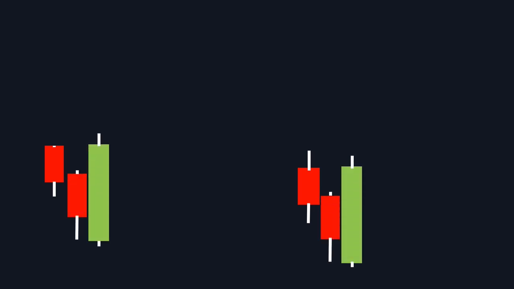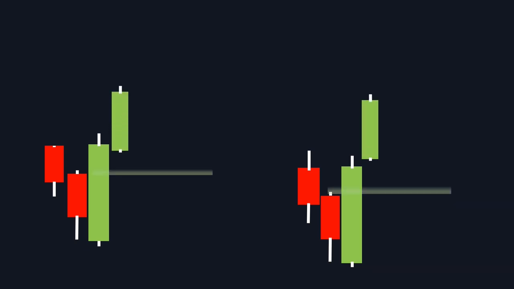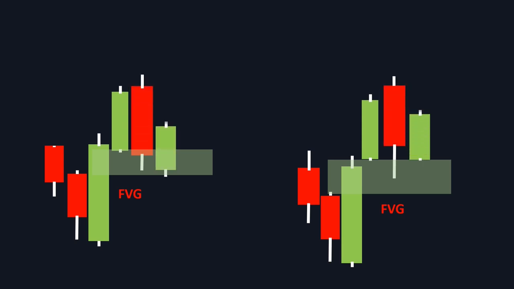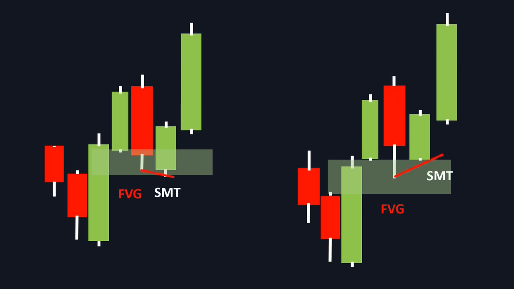SMT occurring inside a HTF FVG is extremely high probability. When an SMT divergence occurs within an FVG, it holds significant credibility. Imagine a scenario where one asset manages to penetrate an FVG, while its related counterpart struggles to do the same. This situation highlights a weakness in the asset that couldn't make the breakthrough. It's like having 2 friends trying to climb a hill. One makes it to the top effortlessly, while the other is left behind, indicating that the latter might need a bit more strength or strategy to succeed.